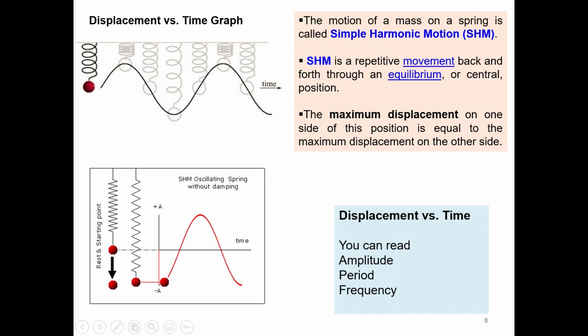And if we can register this back and forth motion, let's say we can put some ink on this mass, and we can put some paper and move the paper while the mass is vibrating, then what we can see is something like that. What we can see is moving up, then down, maximum displacement, then it's moving back, and this is the maximum displacement in the opposite direction. And this motion will continue with time. Then we can see something like that.